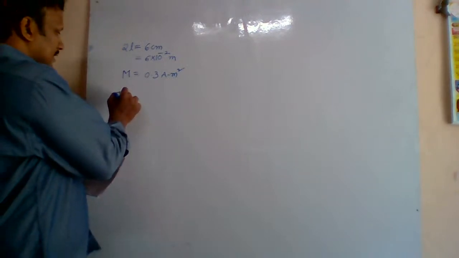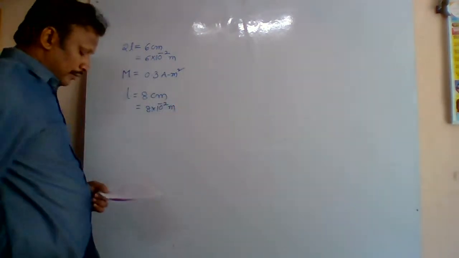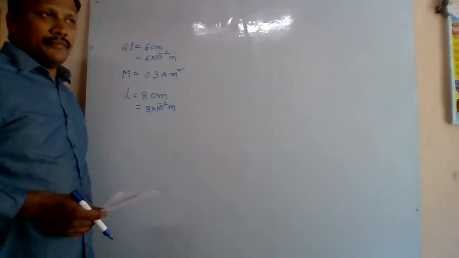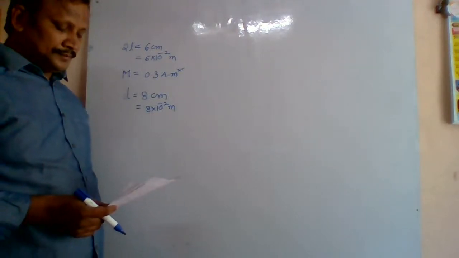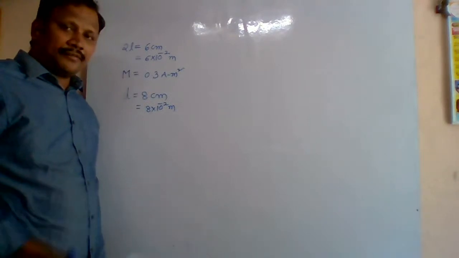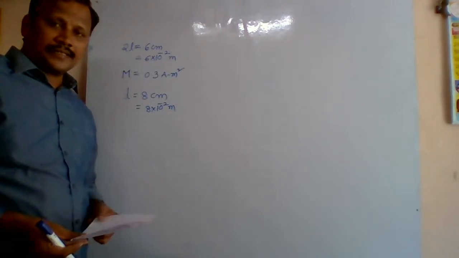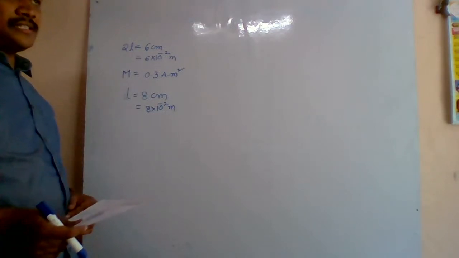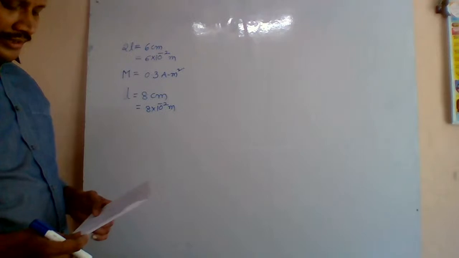8 centimeters. Distance given, d is equal to 8 centimeters, the null distance, so 8 × 10⁻² meters, at a distance of 8 centimeters geographical south of the magnet. Then the horizontal component of the earth's magnetic field is... So length given, magnetic moment given, null distance given. But here you have to remember this: it is not a long bar magnet, it is a short bar magnet.